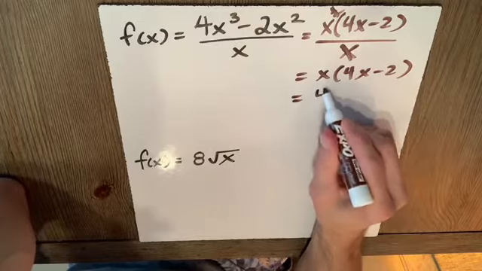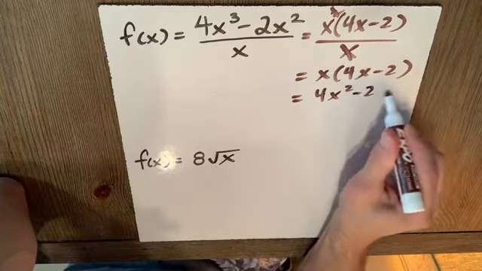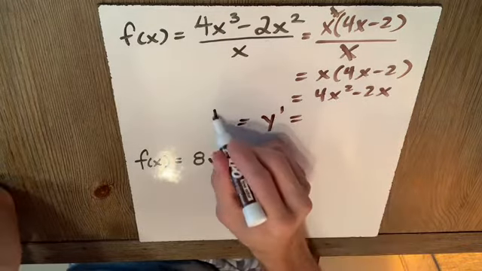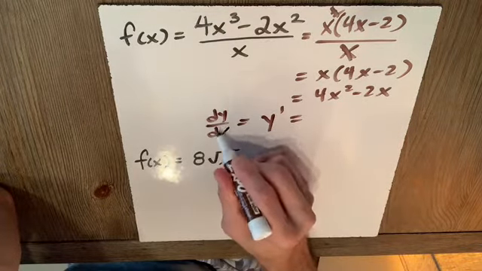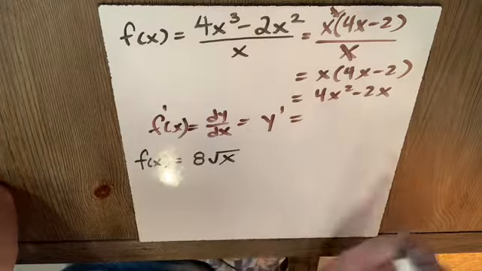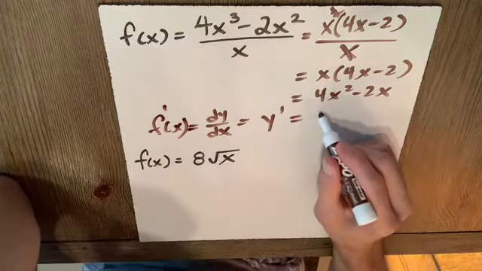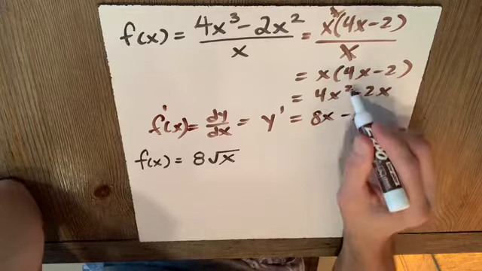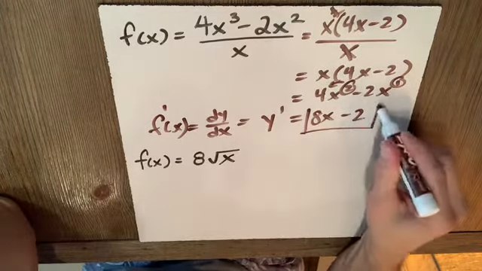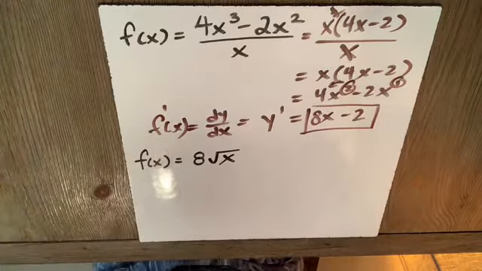Distribute, I get 4x squared minus 2x, and then the derivative of that, I could have written this as dy dx, or y prime, or f prime of x, f dash of x, still would be 8x minus 2. Multiply and subtract, multiply and subtract. Either way, I get to 8x minus 2.